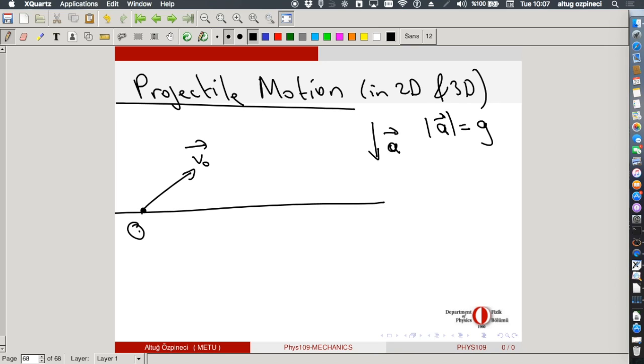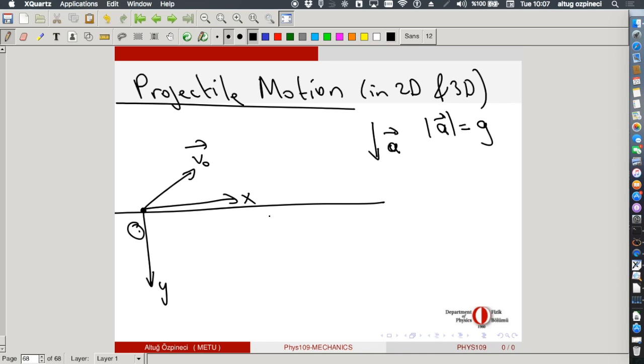Upward should be negative or positive? Okay, so you want to have y to be in this direction. X is in which direction? X is towards the right, so that is in this direction. So this is our x direction. Okay, what about the z direction?